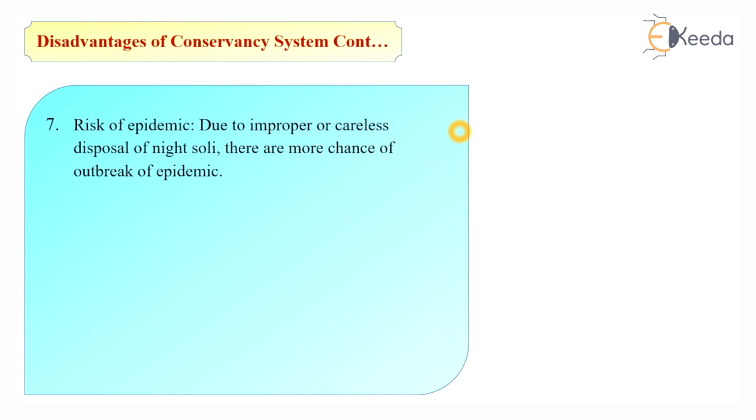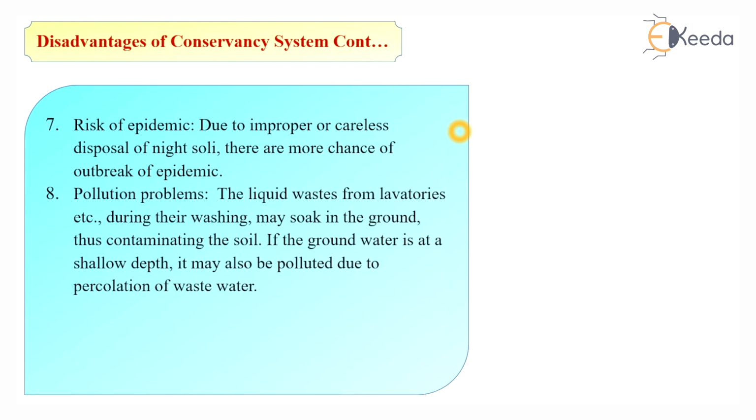Risk of epidemic. Due to improper or careless disposal of night soil, there is more chance of outbreak of epidemic. Pollution problem. The liquid waste from lavatories etc. during their washing may soak in the ground, thus contaminating the soil. If the groundwater is at a shallow depth, it may also be polluted due to percolation of wastewater.